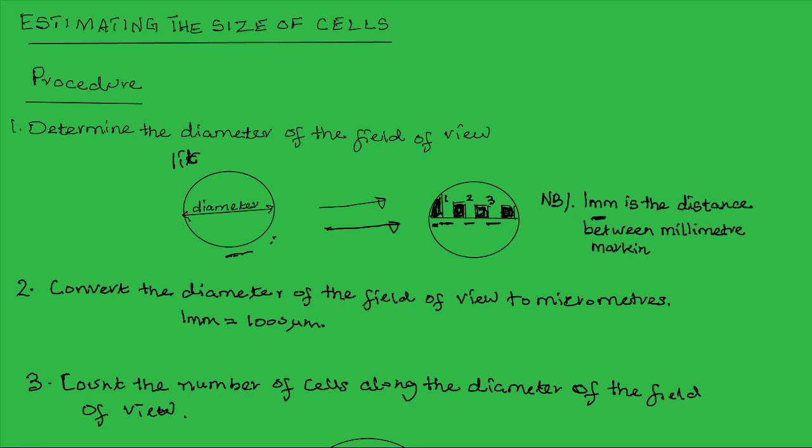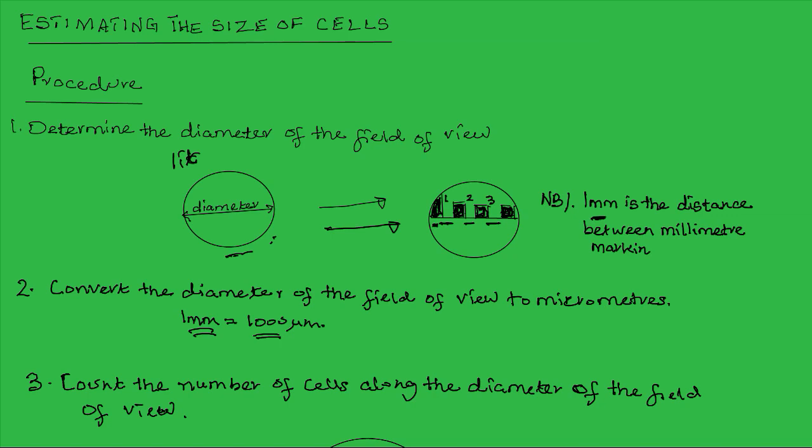Next step, you convert the diameter of the field of view into micrometers. Remember, millimeters are too large to use in microscopy. The cells are tiny, they're microscopic, so we must use units that are convenient. Otherwise we'll be dealing with so many decimal places. We don't want that, so you convert it to micrometers, and 1 millimeter carries 1,000 micrometers.